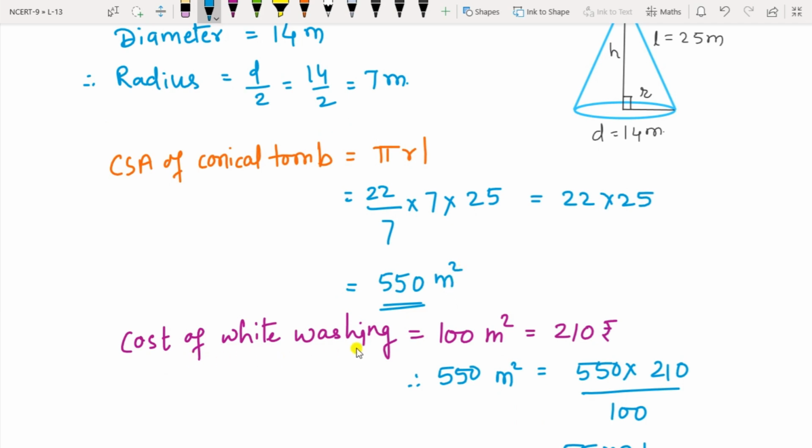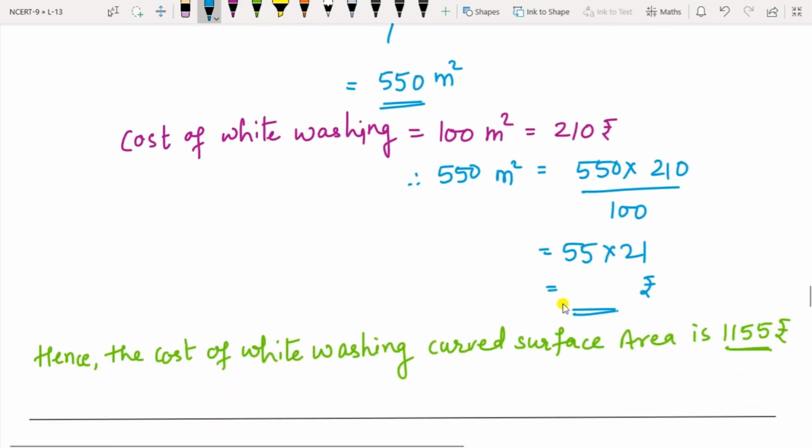Now cost of whitewashing for 100 meters square is 210 rupees. So you have 550 meters square, it will be how much? So cross multiply 550 into 210 divided by 100. So it will be 55 into 21, that is 1155 rupees. So the cost of whitewashing the curved surface area is 1155 rupees.